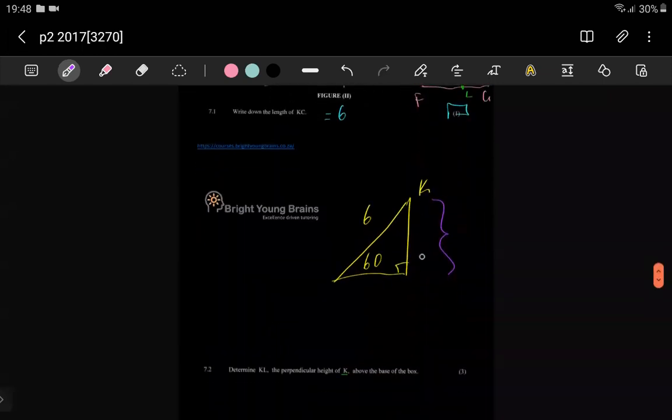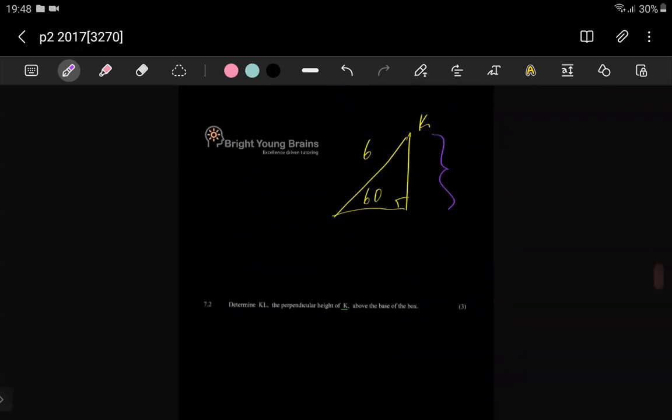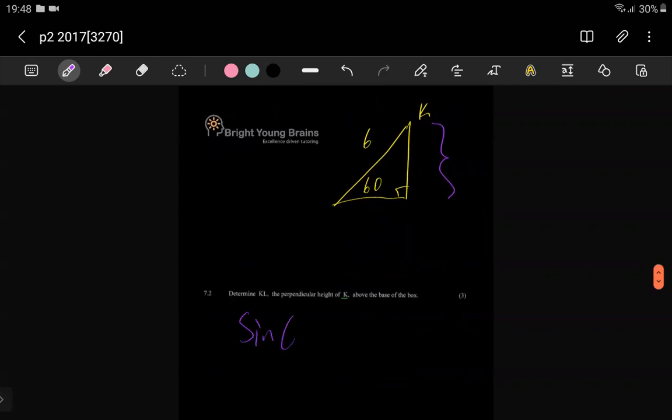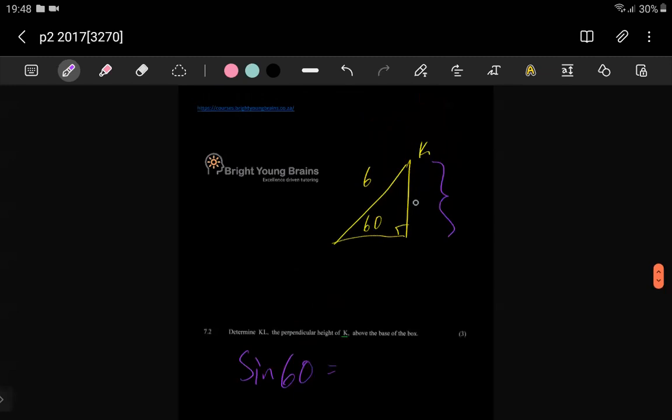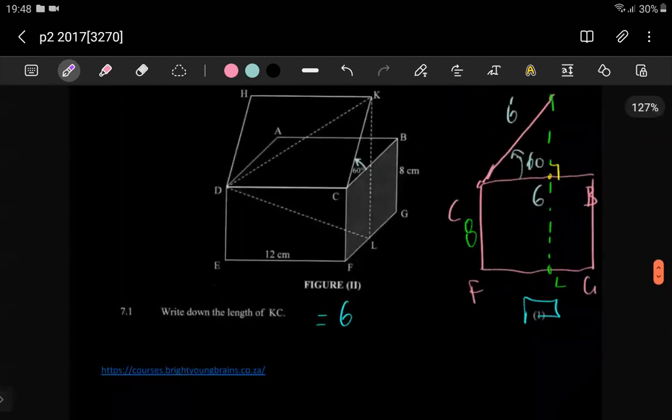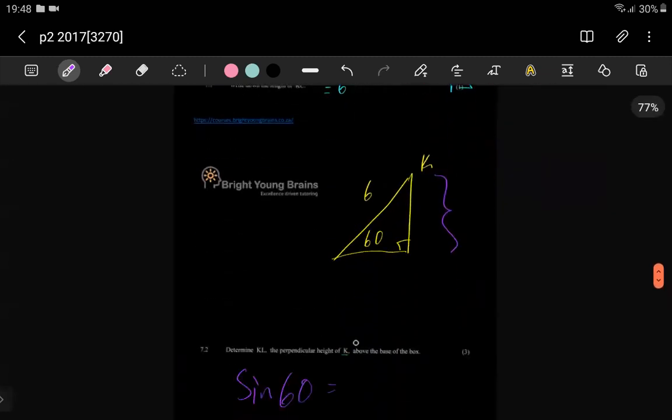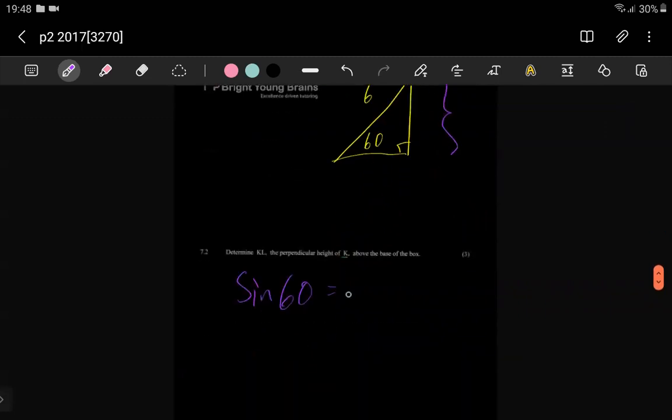Opposite over hypotenuse is what you need, because you have the angle 60 here. So you can just say sine 60 is equal to opposite over hypotenuse. You don't know what this distance is, so you can use any random variable. You can use x because there's no x anywhere here. I'm just being extra here because all this is very unnecessary.